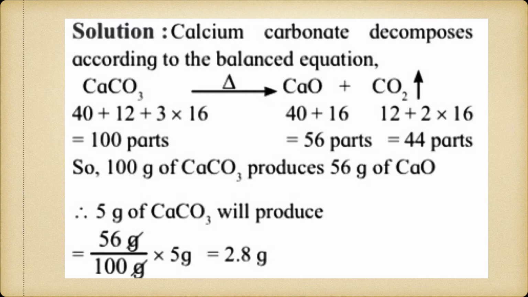Therefore I can say that 100 gram of calcium carbonate produces 56 gram of calcium oxide. Therefore 5 gram of calcium carbonate will produce how much calcium oxide? Simply I have to cross multiply, 5 into 56 upon 100. After solving, I'll get the value as 2.8 gram of calcium oxide generated.